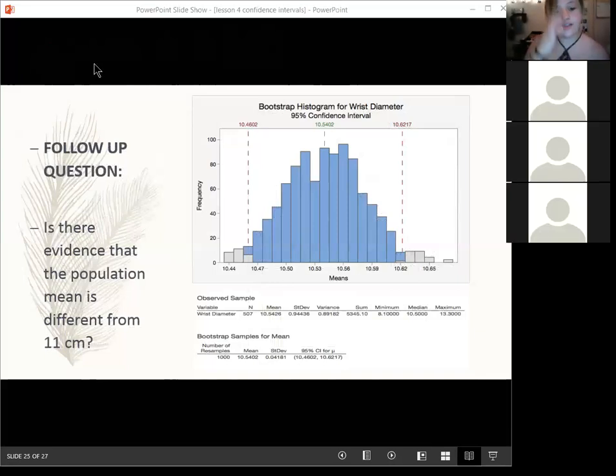Alrighty, great. So yeah, there is evidence that the population mean is different from 11 centimeters because that is not contained within our interval. So we're saying that we're 95% confident that our population parameter is between 10.469 and 10.6217. So we're 95% confident that it's in there, but 11 isn't in there. So technically we're only 5% confident that it's over there. Technically we're only 2.5% confident because it's to the right. So we're definitely not confident that it's in it, so we can say that the population mean is different. So awesome.